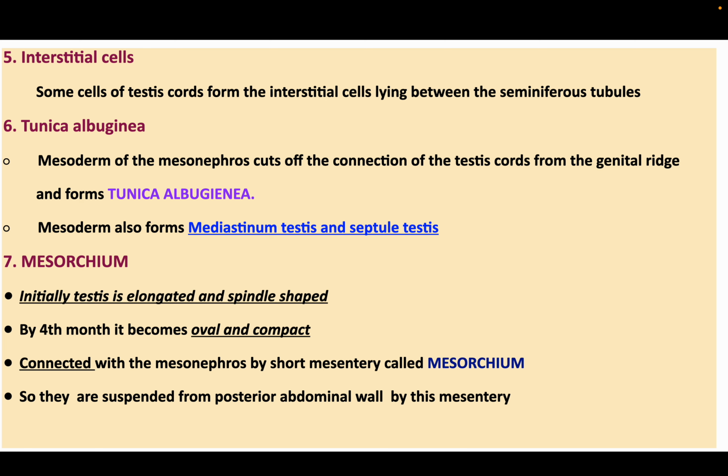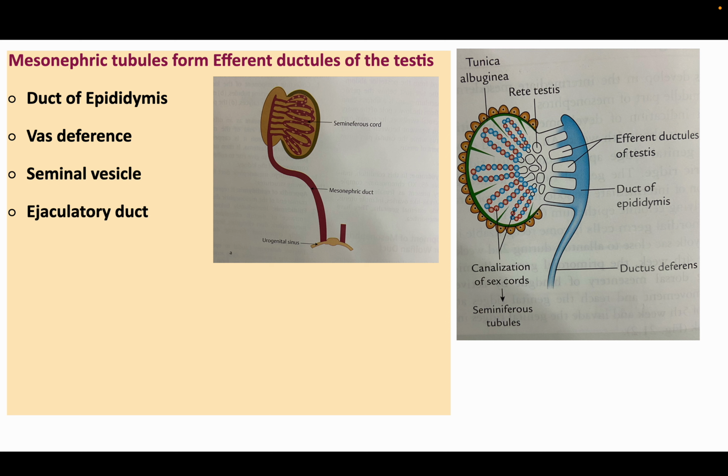So these 7 steps you should know in the development of the testis. Mesonephric tubules or Wolffian duct form the efferent ductules of the testis. So what are those? That is duct of epididymis, vas deferens, seminal vesicle, and ejaculatory duct. So these are the structures which are derived from the efferent ductules of the testis. These efferent ductules are coming from mesonephric tubules.